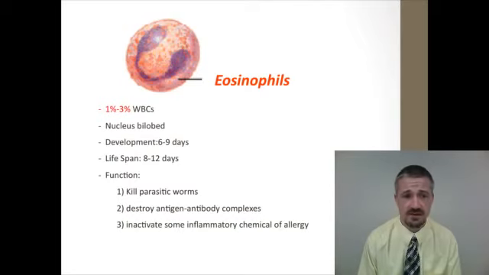Its nucleus a lot of times is what we call a barbell nucleus, where it's two lobes with a small connection in the middle. Again, it takes a little while to develop and can last a number of days. The main function of this one is actually destruction of eukaryotic pathogens, so things like fungi and definitely parasitic worms. A lot of times it helps to inactivate an allergic response.